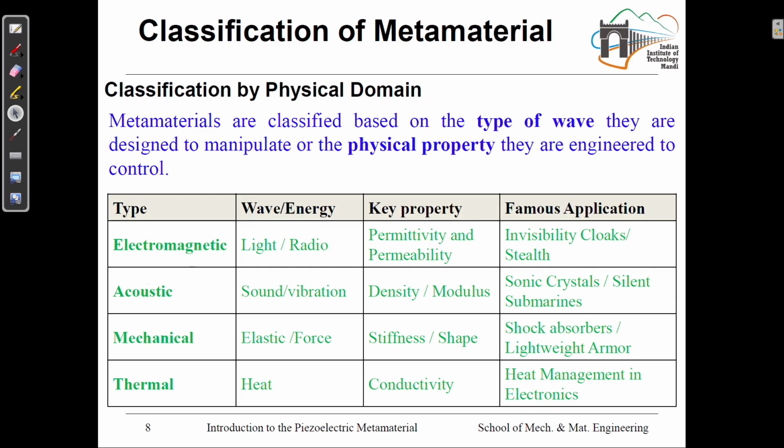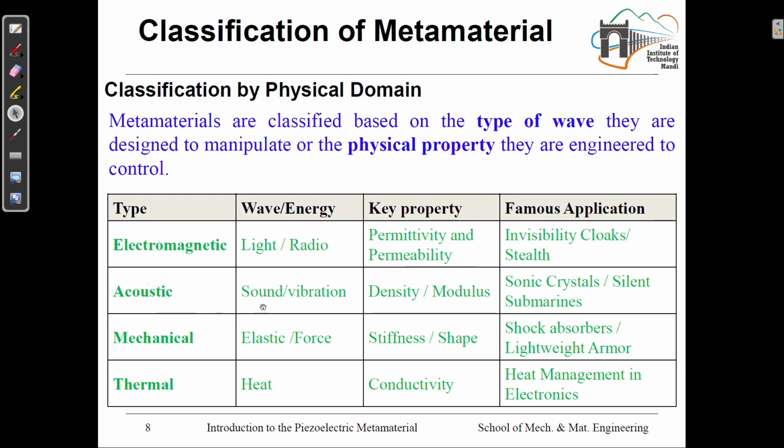So in the electromagnetic domain, we have waves, light waves or radio waves, and the properties we are interested in designing or modifying to suit our requirement are permittivity and permeability, right? And for applications, we can have invisibility cloaks, using the slat technology, that is in very high demand nowadays.